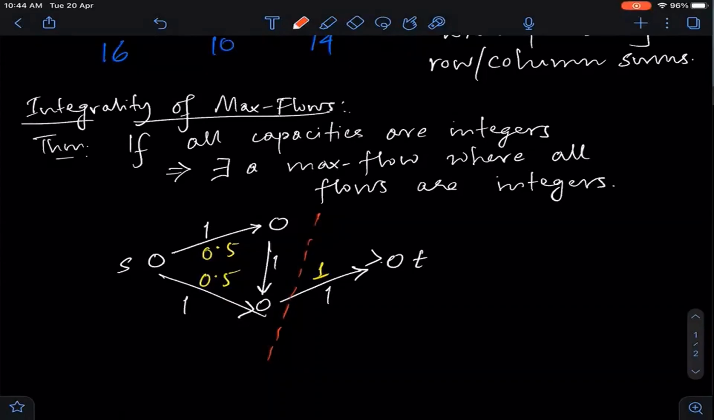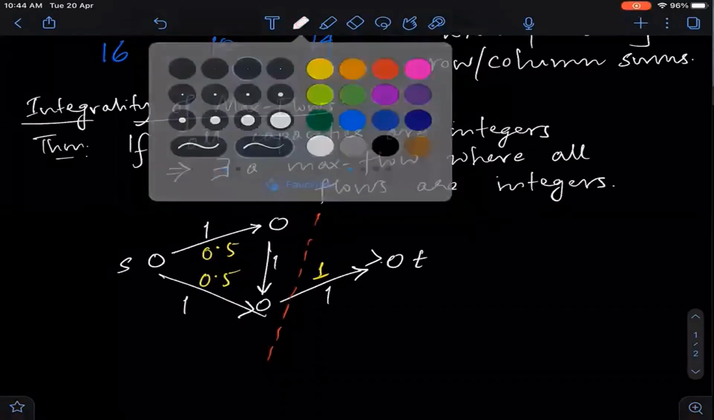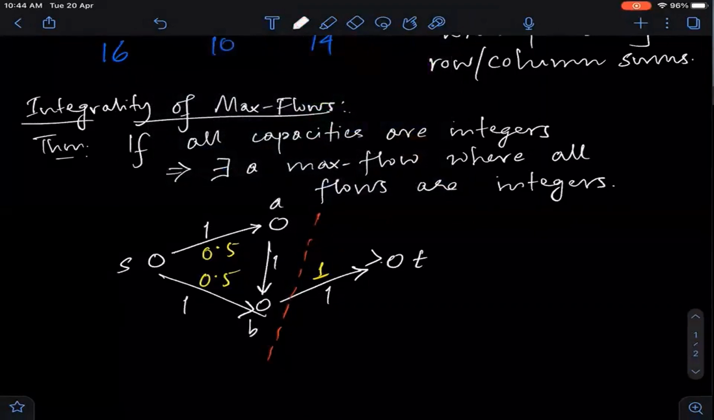What is such a flow? Suppose I give some names here. Suppose this is A, this is B. So I claim that there is a flow here whose value is 1 and which has integer numbers on all edges. So what do you think could be such a flow? It's very simple, right?